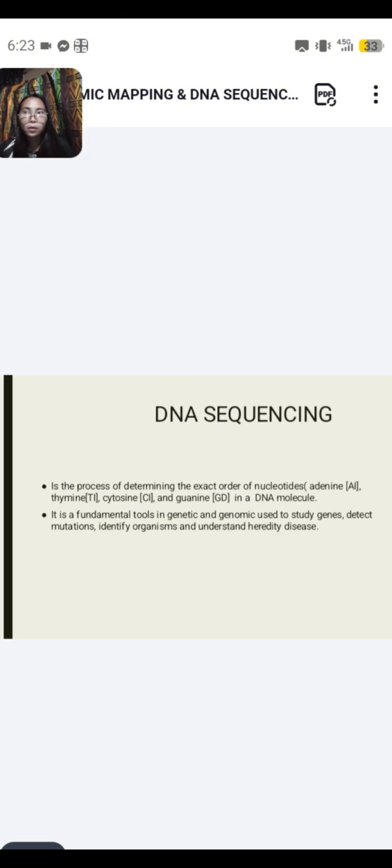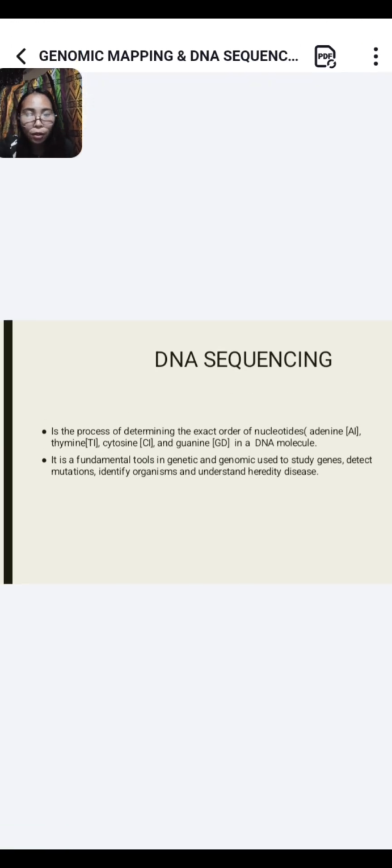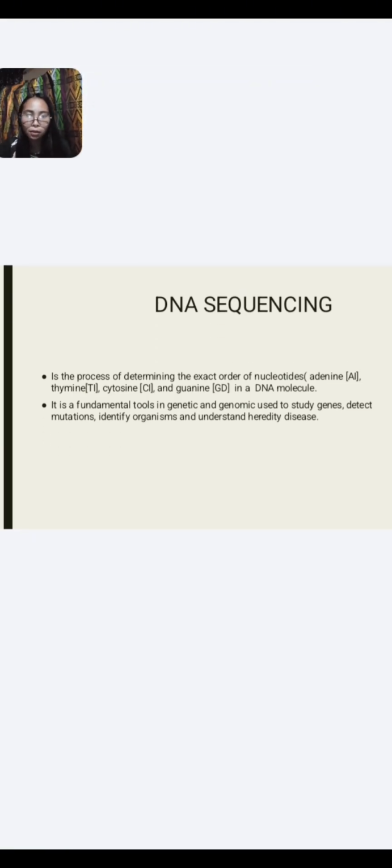So next, we're going to discuss DNA sequencing. First, what is DNA sequencing? DNA sequencing is a process of determining the exact order of nucleotides, the adenine, thymine, cytosine, and guanine, in a DNA molecule. DNA sequencing is one of the best techniques to determine the exact order of the nucleotides.